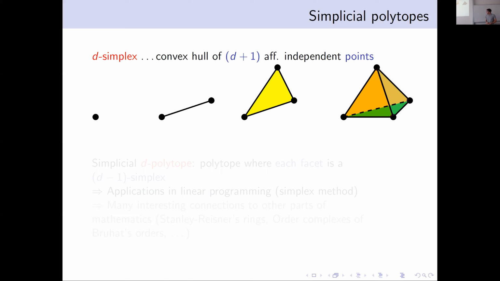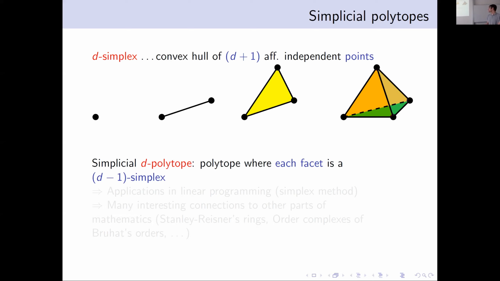All right? And now we will speak about simplicial polytopes. And what are simplicial polytopes? Well, a simplicial polytope is a polytope where each facet is a simplex of dimension one less. So it's a convex hull of some points living in R^d, where each face is a simplex. For example, in three dimensions, one example is the tetrahedron, because each face of the tetrahedron is a triangle. And here I have another simplicial polytope. You can look at it. It's the icosahedron. It has 20 triangular faces. They are even labeled on that model.